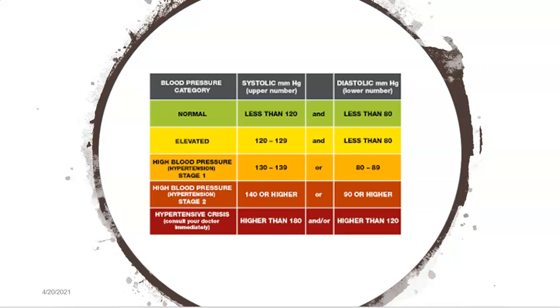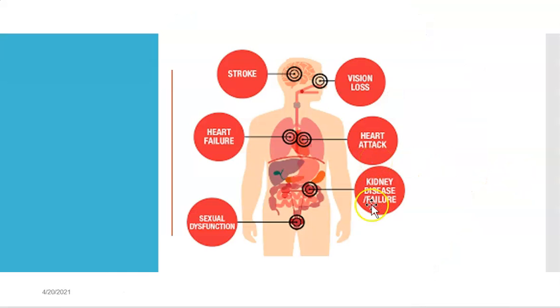Then we have our stages of hypertension here. Again, hypertension, leading cause of stroke for hemorrhagic strokes. It also causes heart problems, peripheral vascular disease, heart attack, kidney damage, vision loss. Hypertension is just a nasty thing to deal with. So we really want to make sure that we're getting that under control.